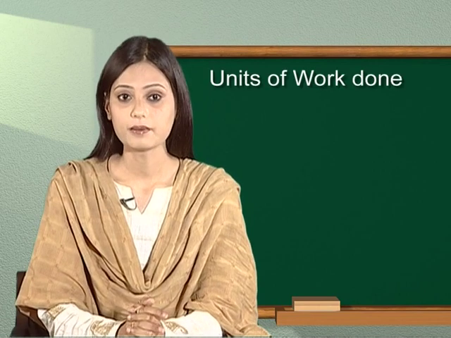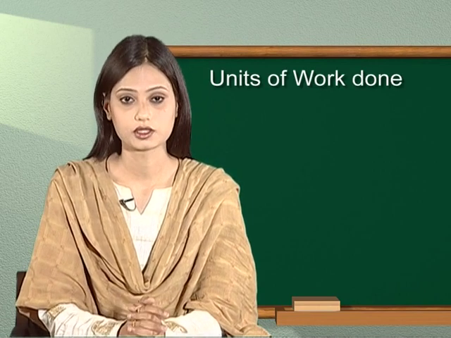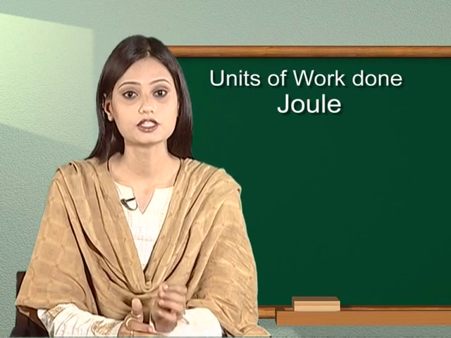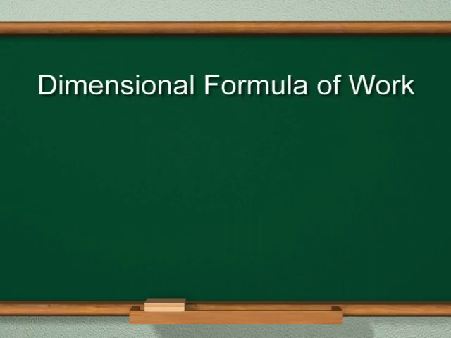Students, now let us see the unit and dimension of work done by an agent. The SI unit of work done is joule and denoted by J. The dimensional formula of work is M^1 L^2 T^-2.